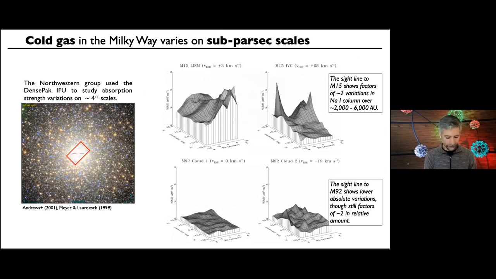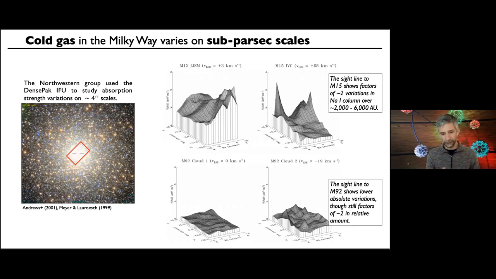And one of the things they did was take an IFU, the DensePak at WIYN, which is tens of arcseconds on a side essentially, and just point it at a globular cluster and look at the variation in the column density of sodium-1 as they look across that cluster. And what they find is factors of 2 type variations in those column densities over a few thousand AU type size scales. It's not ubiquitous, and the total amount depends on which direction you're looking, but in a couple of globular clusters, they've seen this with some regularity.